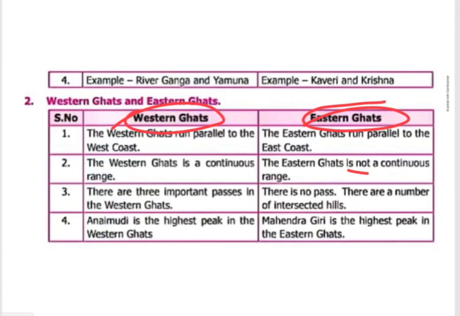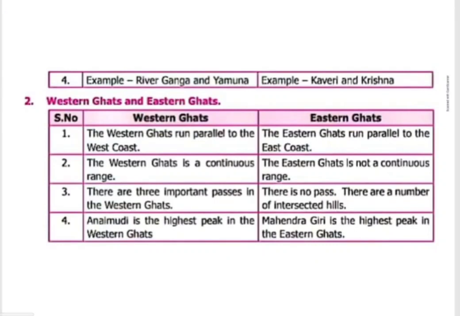Then there are three important passes in the Western Ghats. Here no passes are there. What is meant by passes, children? Passes in the sense, what is the meaning? A natural gap in between the mountains. So for example, in the Eastern Ghats, many passes are there: Palkat Pass, Borkat, Talkat, Palakat Pass. Yes, many passes are there, children. Passes in the sense, a natural gap in between the mountains. But unfortunately, in the Eastern Ghats area, there are no passes. There are a number of intersected hills.